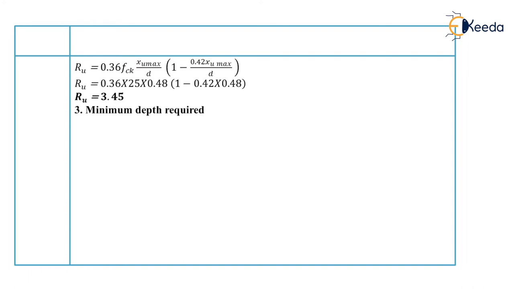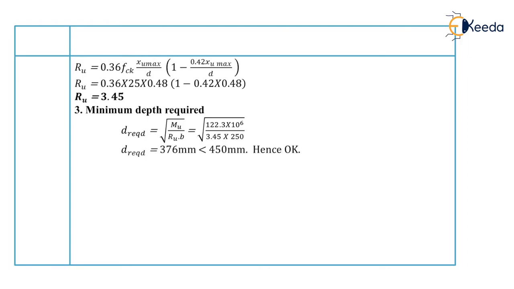Now our third step is to find out the minimum depth required. We know the formula: d required is equal to under root Mu upon Ru into b, where b is the width of the section. After putting these values in the formula, that is under root 122.3 × 10⁶ upon 3.45 × 250, we got the answer: the minimum depth required is 376 mm, which is less than our assumed value of effective depth, that is 450. So hence our section is safe, and we can say that our section is okay.